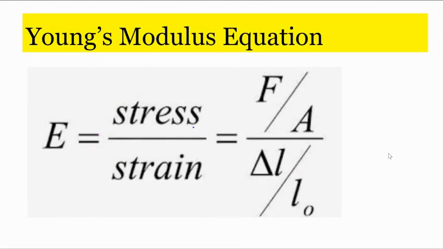Finally, we can put stress and strain together to calculate Young's modulus. Young's modulus, abbreviated as capital E, is stress divided by strain. So stress divided by strain, which essentially means it's force divided by area over change in length divided by the original length.